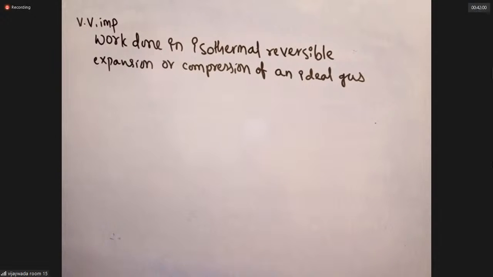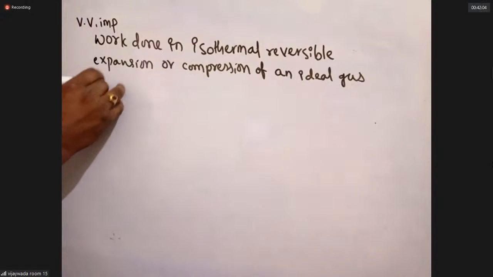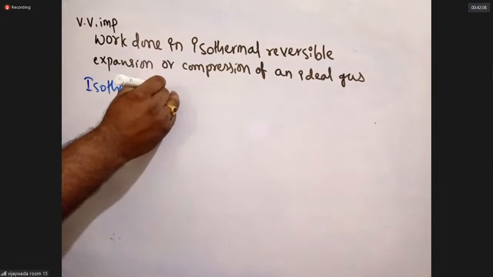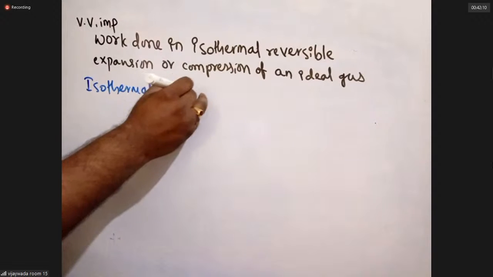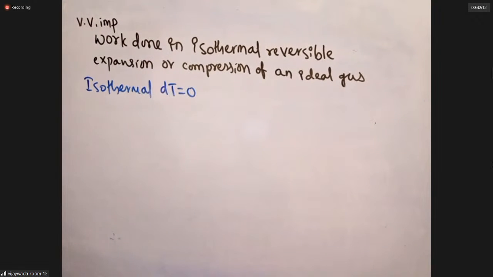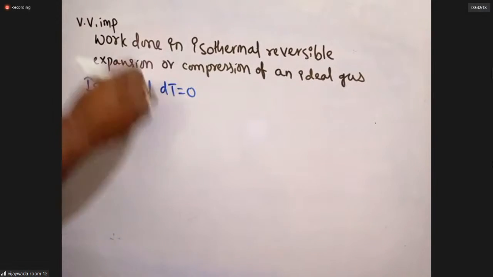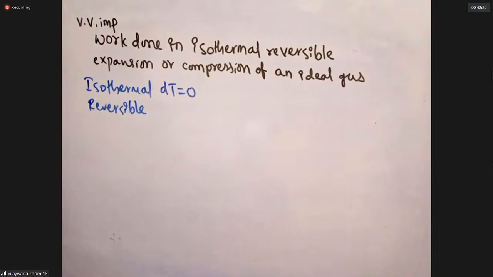Isothermal process. First thing, isothermal process. You know already isothermal process dT equal to 0. Temperature is constant, dT equal to 0. Reversible process: opposing force and driving force almost equal. Okay. Isothermal, reversible, expansion, compression.